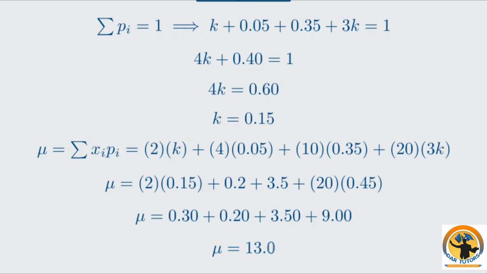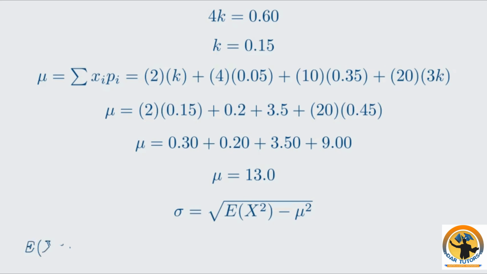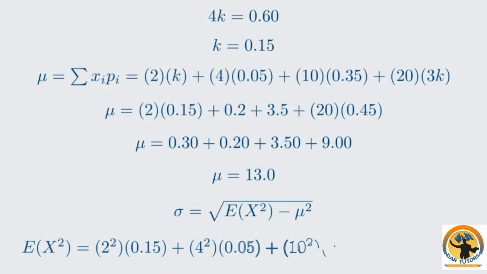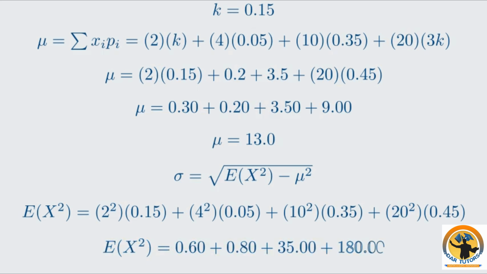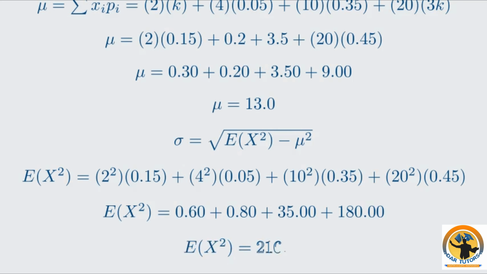This answers part B. Finally, for part C, we find the standard deviation sigma. We'll use the alternative variance formula to make the calculation efficient. First, we find EX squared. This is 2 squared times 0.15, plus 4 squared times 0.05, plus 10 squared times 0.35, plus 20 squared times 0.4. This gives us 0.60 plus 0.80 plus 35 plus 180, which sums to 216.40.